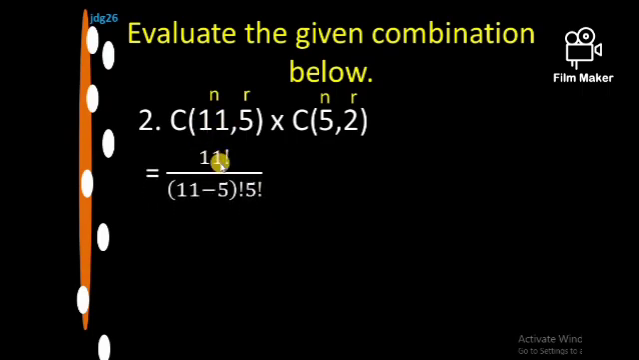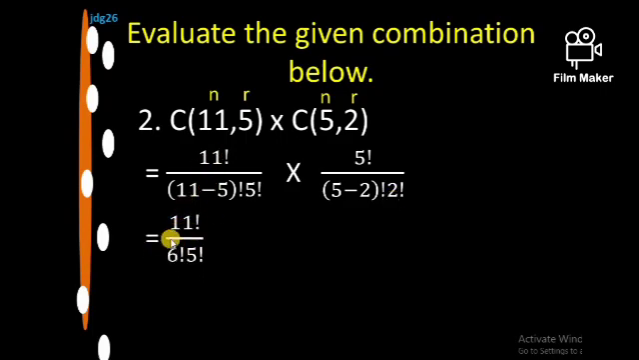N factorial, so 11 na siya, over 11 minus 5, ito yung R, times 5 factorial ulit. Doon sa kabila naman, times, ang N ay 5, so we have 5 factorial over 5 minus 2 factorial times 2 factorial. Simplify natin. 11 factorial over 6 factorial times 5 factorial. 11 minus 5 dito, we have 6. Doon galing yun. And then, copy 5 factorial times 5 factorial divided by, ang 5 minus 2 factorial is equals to 3 factorial times 2 factorial.